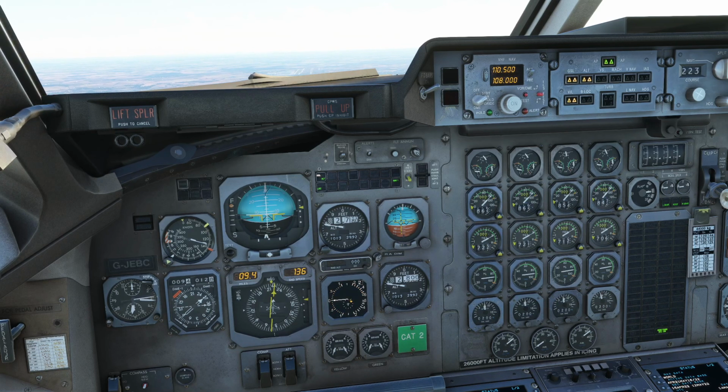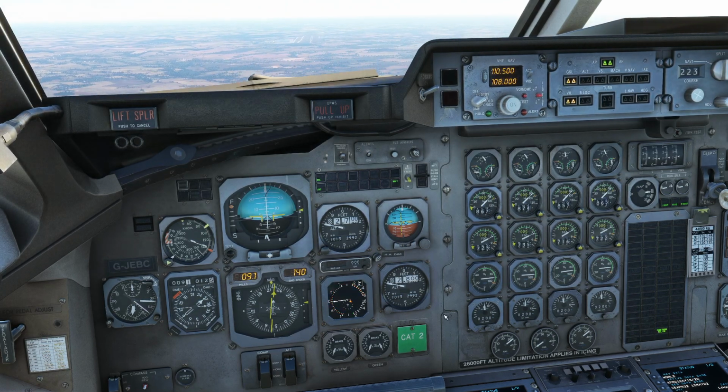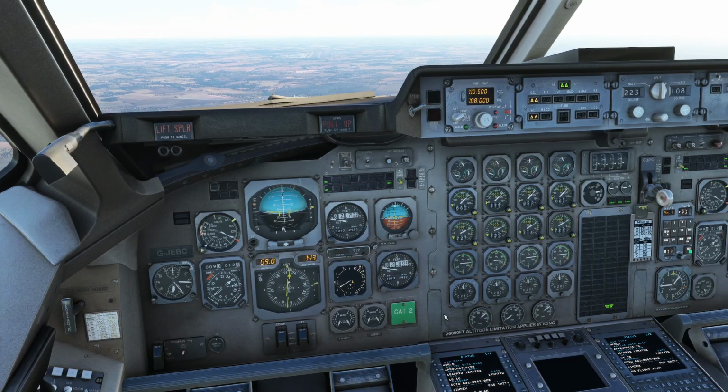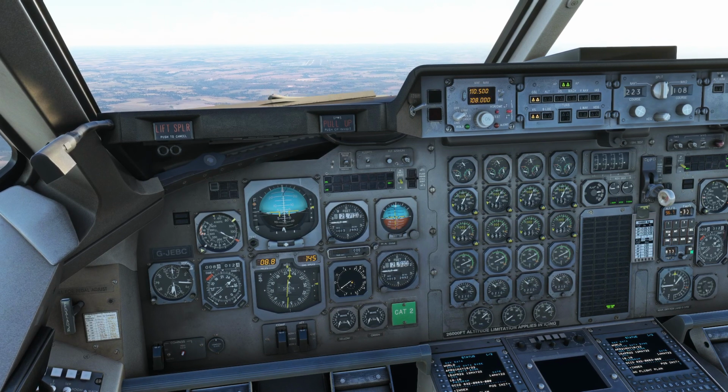Descend. Take no notice of the descend, that's just TCAS. You can see it warning us here. Descend. There's somebody alongside us on approach. There we go, we're descending. Descend. Likewise captured. Glide slope captured. There we go. Conflict.